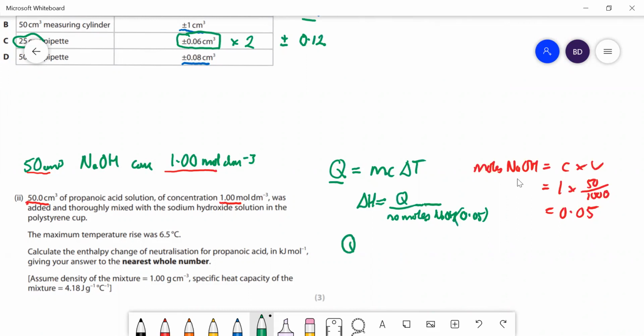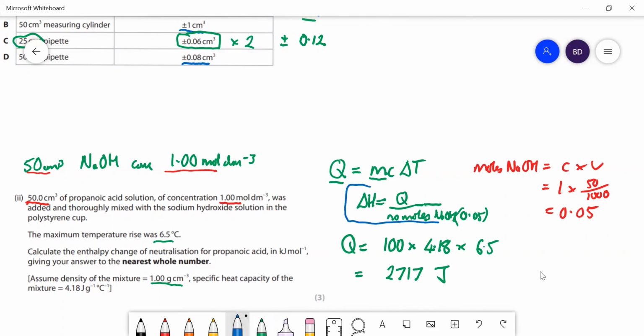Right, let's work out Q first of all. M is the mass of the water there. Well, it tells us the density of the solution is 1 gram per centimeter cubed. Well, we've got 50 centimeters cubed of propanoic acid, 50 centimeters cubed of NaOH. So the total volume is 100. So that's going to be 100 for the mass, 100 grams. The specific heat capacity of water is 4.18. And the temperature rise, it tells us, is 6.5. Put those numbers into the calculator, we get 2,717 joules is Q.